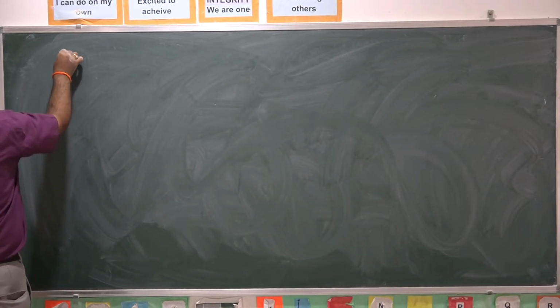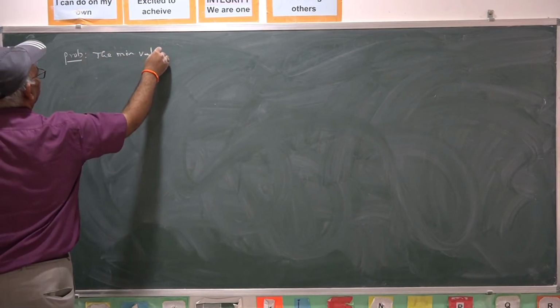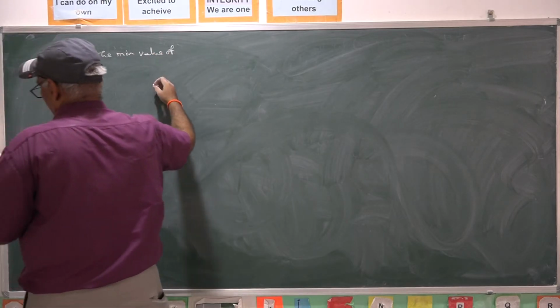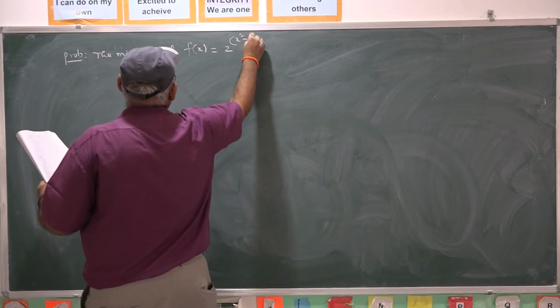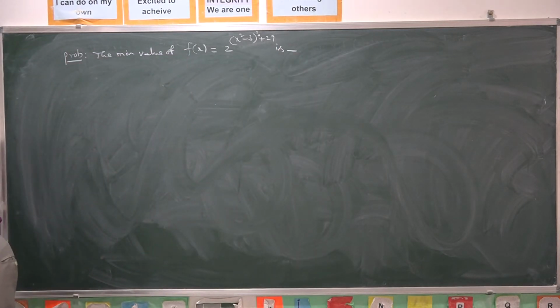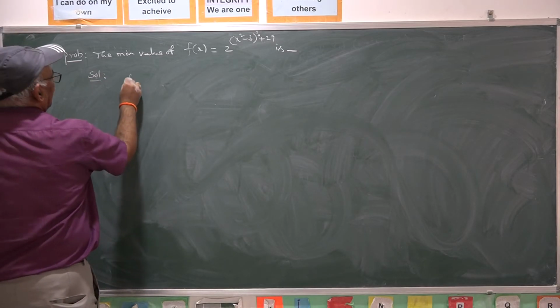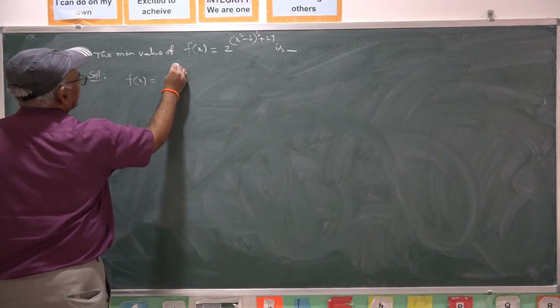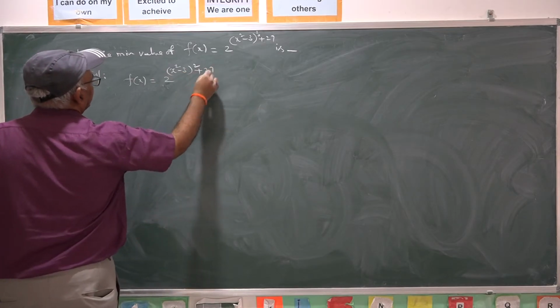Next one. The minimum value of f(x) equal to 2 power (x square minus 3) whole cube plus 27 is. f(x) is an exponential function, 2 power (x square minus 3) whole cube plus 27.